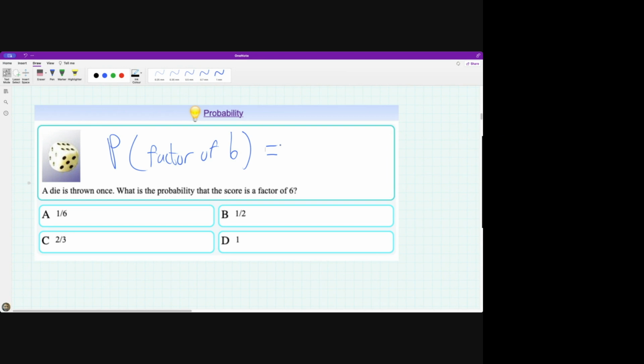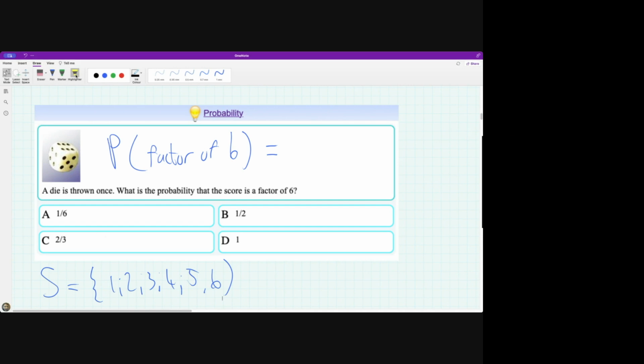Read the question carefully. What does it mean for a factor of 6? So if you imagine, what are all the possible outcomes? These are all the possible. How many of them are a factor of 6? What does it mean for something to be a factor? It means that it divides 6 exactly.